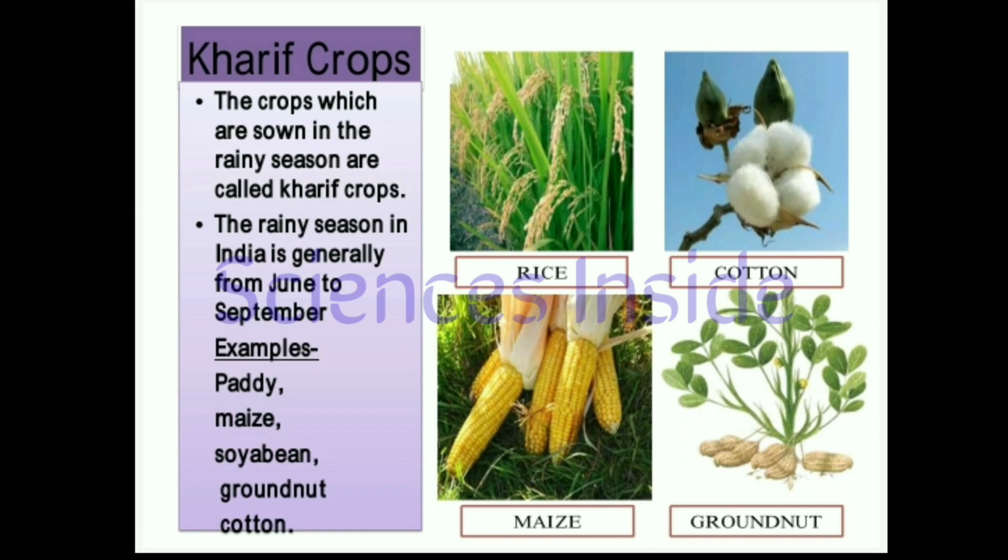So based on the season, the crops are of the following types. The first one is the Kharif crop. The crops which are sown in the rainy season are called Kharif crops. The rainy season in India is generally from June to September. These crops are grown in June and July and are harvested in September and October. They require more water for growth and hence are grown during the monsoon season in India. Examples include paddy, maize, soybean, groundnut, cotton.